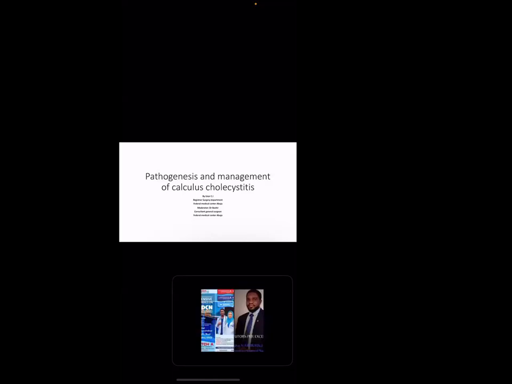Gallstones at times form a cholecystoenteric fistula. So when that happens, the stone now migrates from the gallbladder into the small intestine, which now causes obstruction at the ileocecal junction. So that's how it causes the intestinal obstruction. So that is called gallstone ileus. Okay, sir.